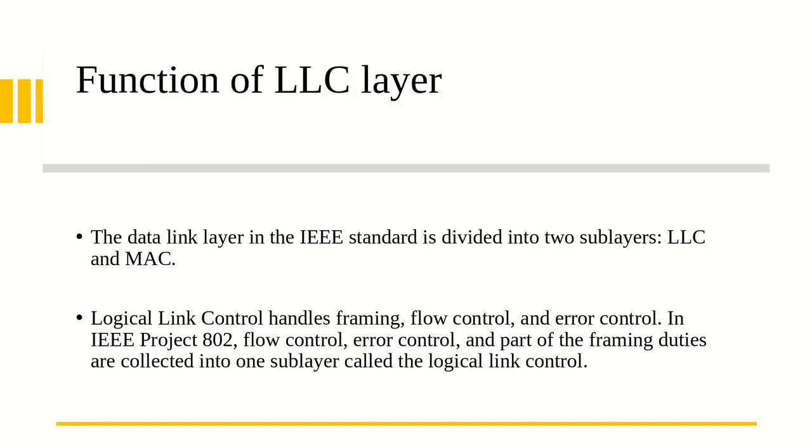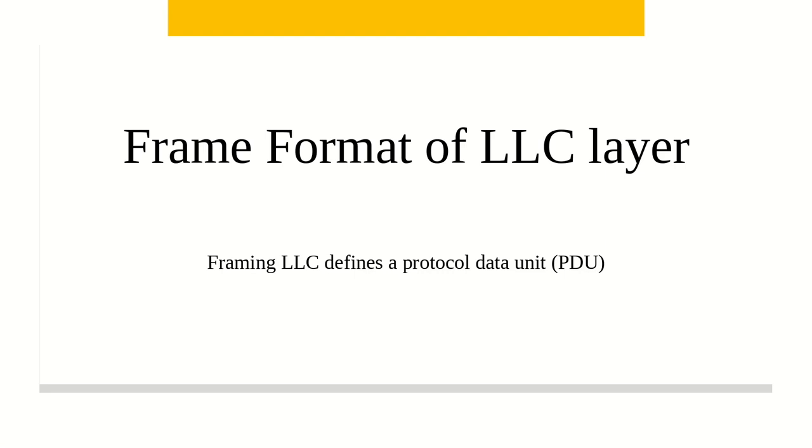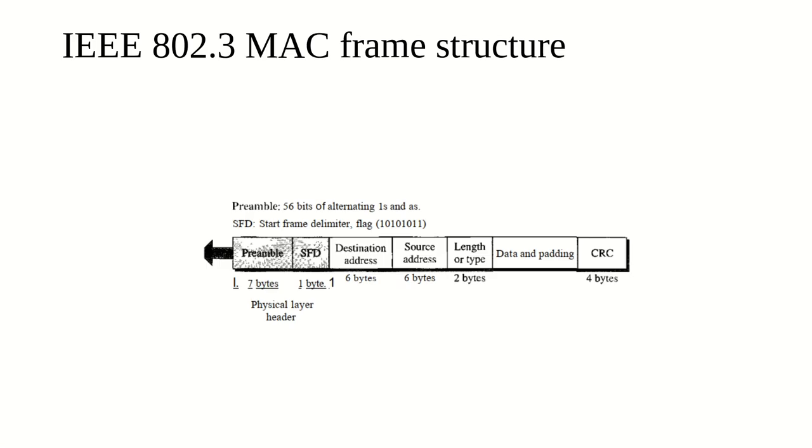The function of LLC, logical link control. It handles framing, flow control and error control. In IEEE Project 802, flow control, error control, and part of the framing duties are collected into one sublayer called the logical link control. It is in the data link layer. So the frame format of this LLC layer is defined by the protocol data unit.